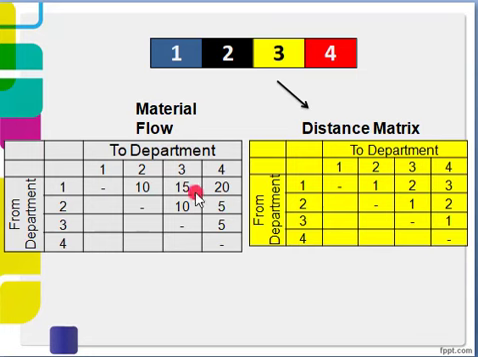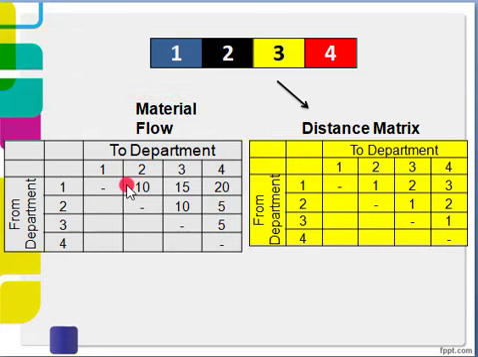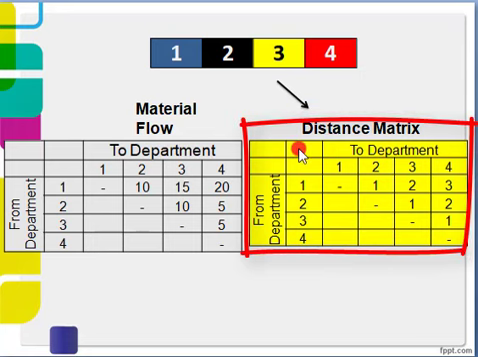The first matrix is material flow, which I put on my left side, and this matrix describes the unit load they carry. For example, department 1 travels to department 2, they bring 10 unit loads. Department 1 to department 3, they bring 15 unit loads, and so on. And on my right side is the distance matrix. The distance matrix tells how many steps between every pair of departments.